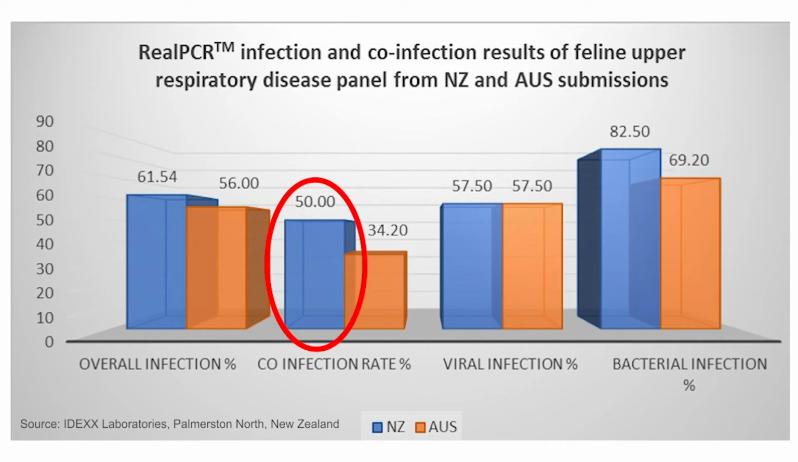More striking data is apparent in submissions of the feline upper respiratory disease panels, indicating 50% of positive feline panels demonstrating co-infection. That means 1 in 2 cats.